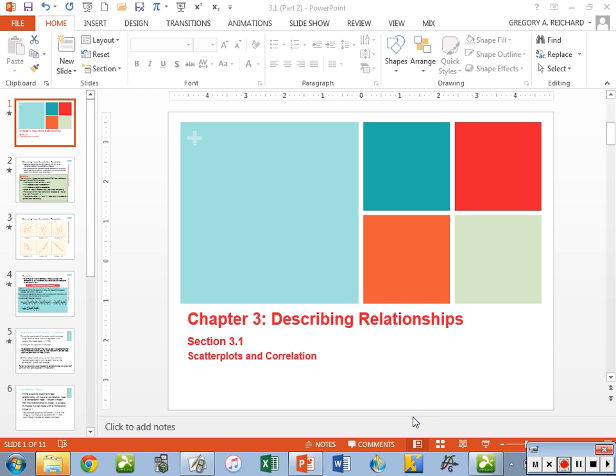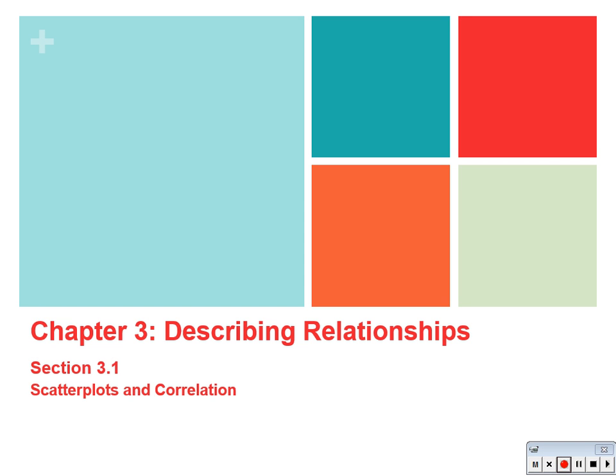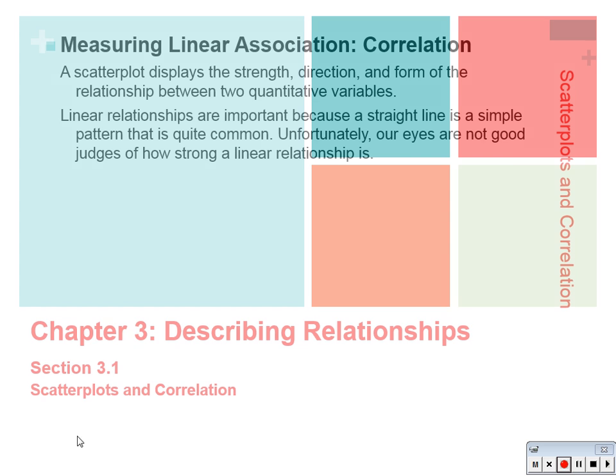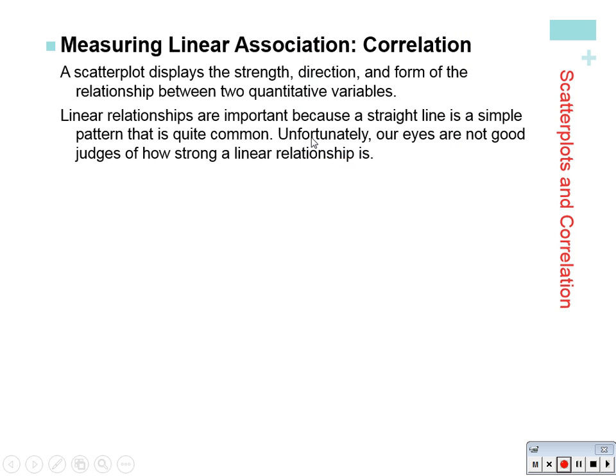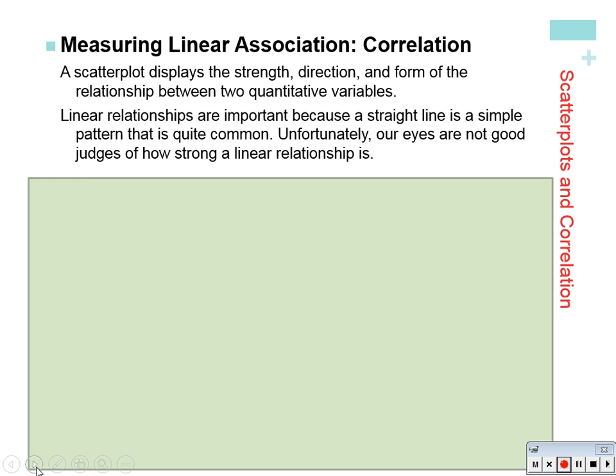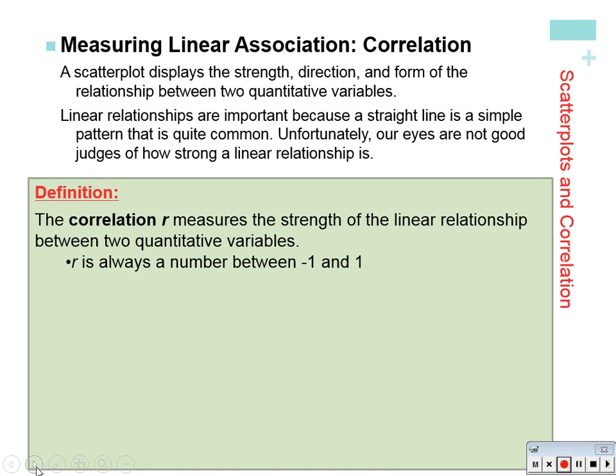So we're going to pick up talking next about correlation in regards to scatter plots. And correlation is the way that we measure the strength of the relationship between two quantitative variables. So just some different things involving correlation. Correlation is always a number that's between -1 and +1.